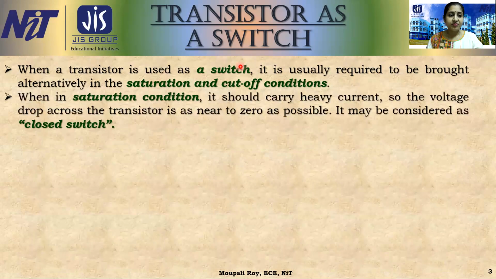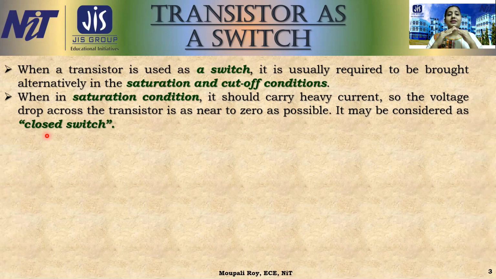When in the saturation condition, it should carry heavy current. From the IV characteristics we discussed in the previous lecture, we can see that in the saturation region it carries heavy current, so the voltage drop across the transistor is as near to 0 as possible. It may be considered a closed loop. That means the switch is closed now and current can flow. If we supply a voltage, we get a current. So in the saturation region, it's a closed switch.